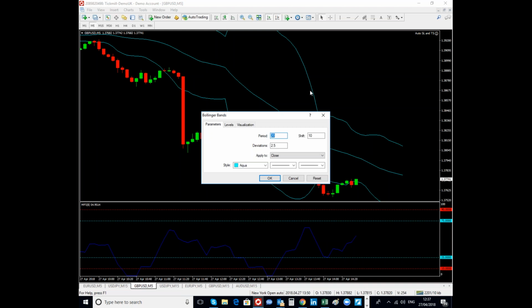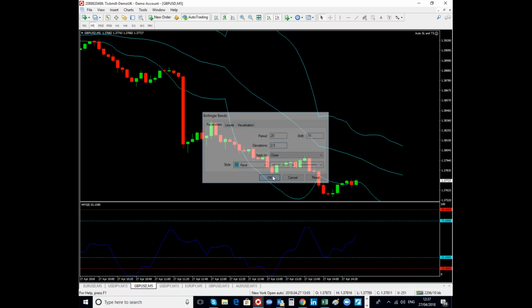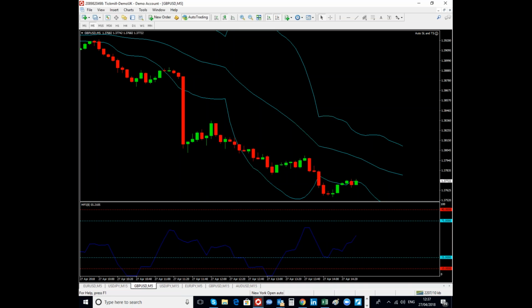Now if I double click on the Bollinger Band, you see the deviations here is 2.5. Okay, cool. So it's larger than the standard deviation. Let me get my pen. Let me change the color. Do you see these lines here? These are the deviations. The deviation is coming from this middle band.